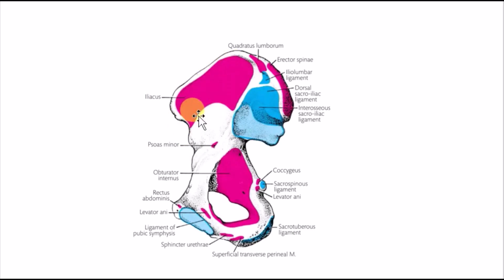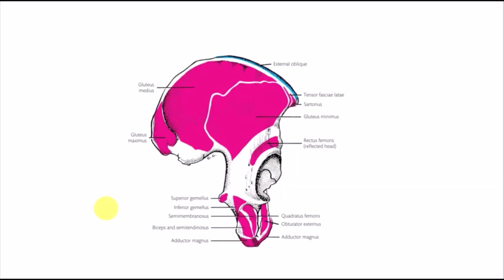upper two-thirds part. There is attachment of iliolumbar ligament, dorsal sacroiliac ligament, and interosseous sacroiliac ligament on the iliac tuberosity, and this area is the area where the sacrum articulates with the ilium. In this picture, this is a gluteal surface, and on this there is attachment of the gluteus maximus behind the posterior gluteal line.